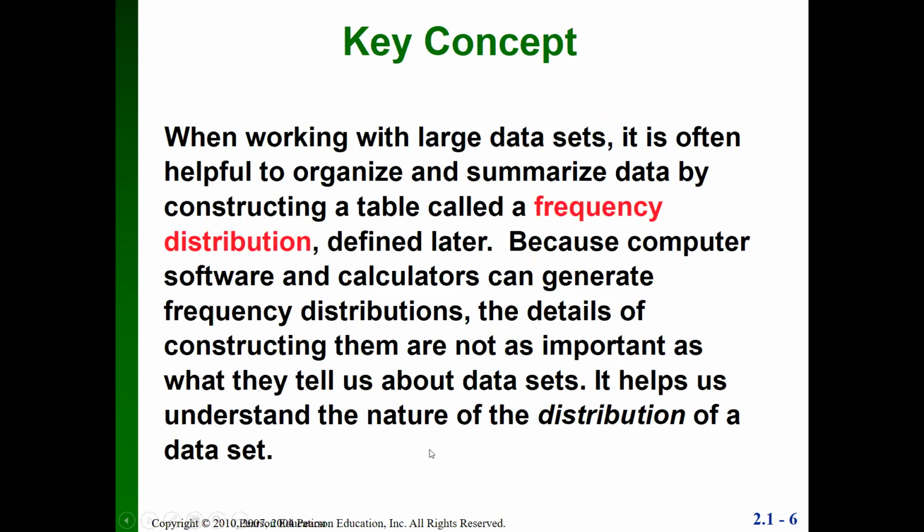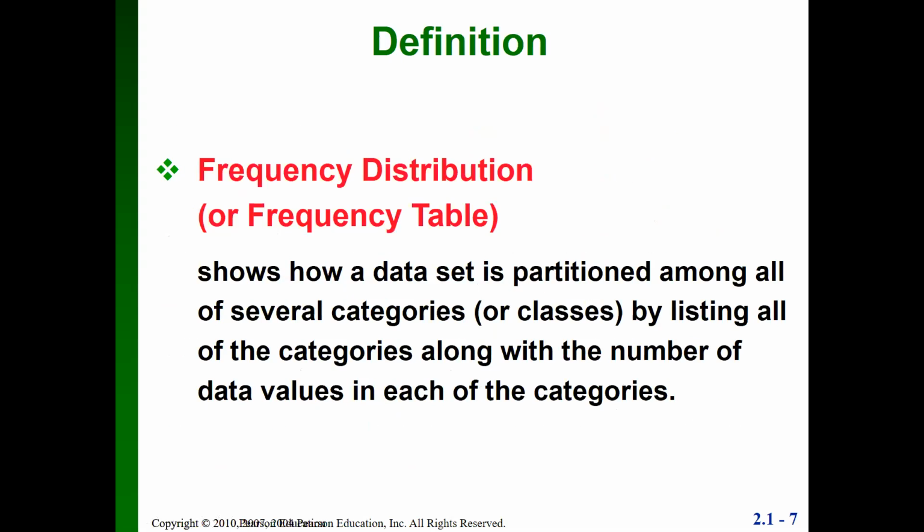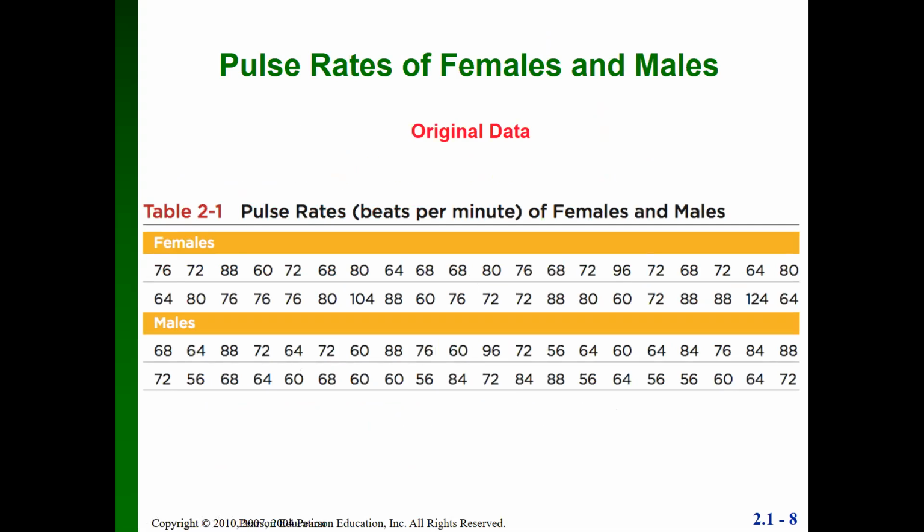Okay, so we're going to talk about frequency distribution now, or a frequency table. It shows how the data set is shown across several categories by listing those along with the number of data values in each. And I'm going to give you an example here. The pulse rates of males and females, and we have 40 samples of each in this table. You can see here where we've got females and males, and we've got this range. These are just in the order in which the data were obtained. And you can see that they range for females from a low of, as I see it, 60 pulse beats per minute to a high of 124 beats per minute. Okay, that's a pretty wide range. So the range here is 64 across here.